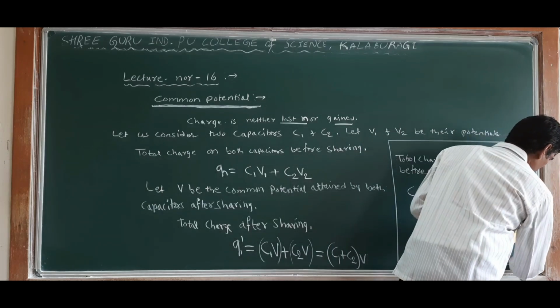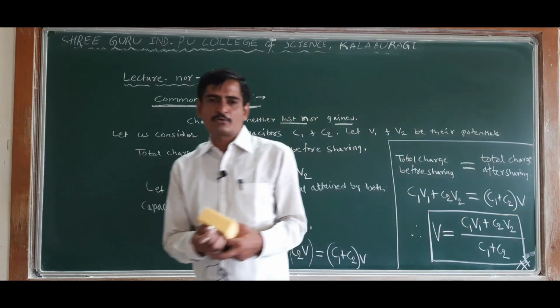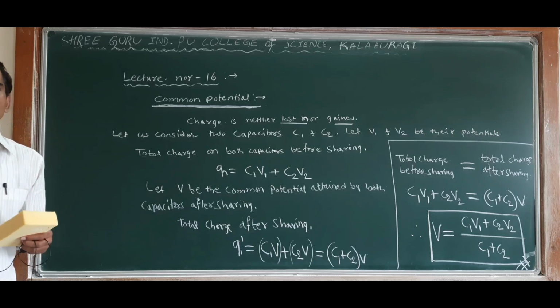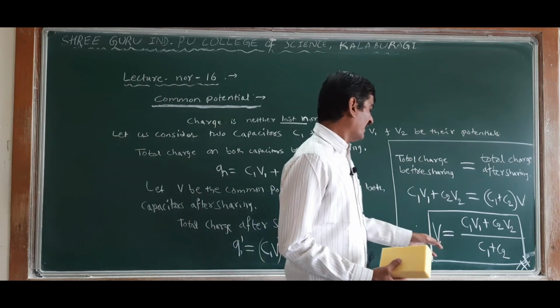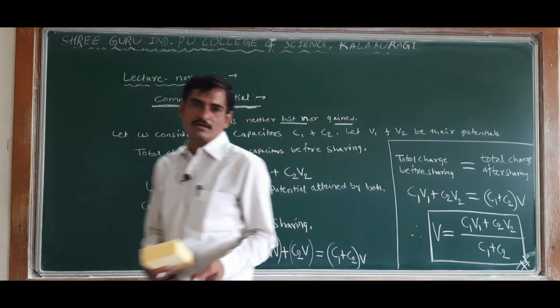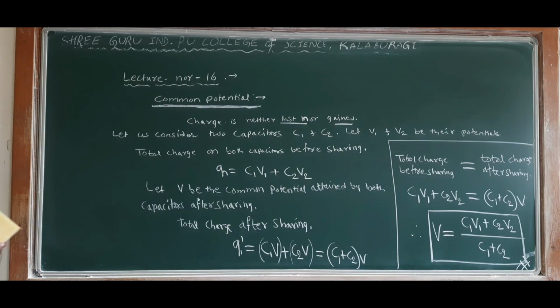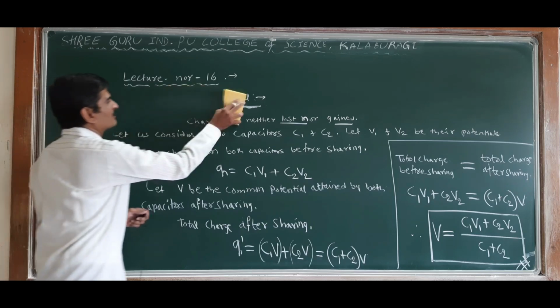When two capacitors charged to different potentials are connected in parallel, they attain a common potential, and that common potential is given by this formula. Understood? Okay. So this is the concept of common potential.